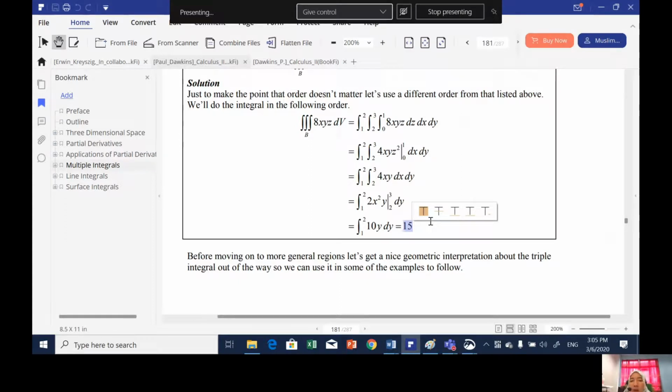It must be the same answer whenever we change the axis order. Let's say we evaluate the triple integral based on dx, dy, dz. Then you must get 15 as the final answer also. You cannot get a different value from this.